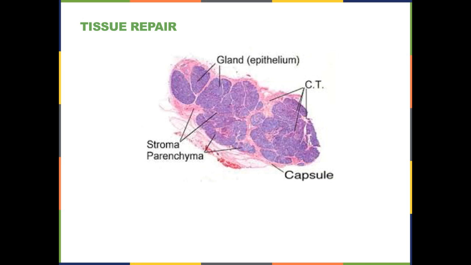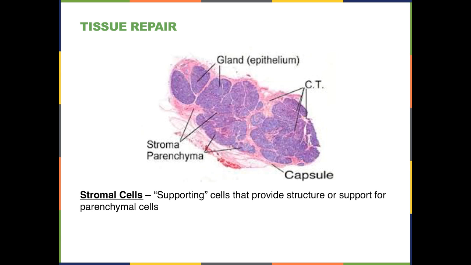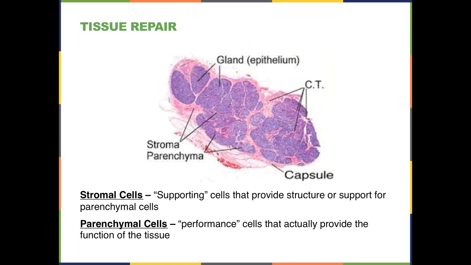Now we're going to end our lecture today talking about tissue repair. And in order to understand tissue repair, you have to understand a couple of different kinds of tissue. First of all, there are stromal cells, and then there are parenchymal cells. Stromal cells are the cells that support the parenchymal cells. They help take care of the parenchymal cells, and they form the infrastructure that the parenchymal cells sit on. The parenchymal cells are the cells that actually do the work of the organ.